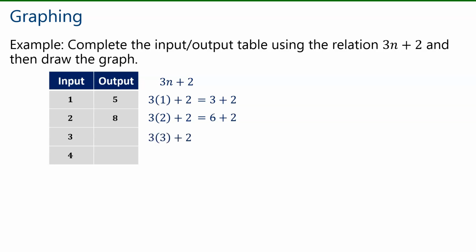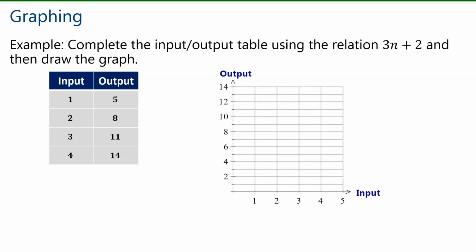Now n is 3. 3 times 3 is 9, and adding 2 gives us 11. And lastly, n is 4. 3 times 4 is 12, and then plus 2 gives us 14. So now we're going to take these input-output values and put them on a graph.